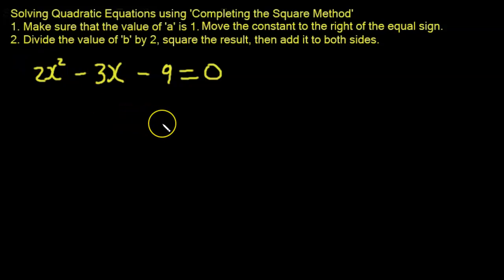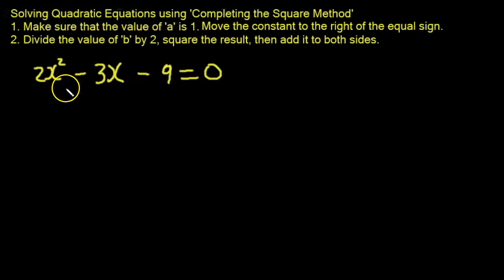So let us solve another quadratic equation using the completing the square method. Again, we first need to make sure that the value of a is 1. As the equation is now, the value of a is what? Yes, 2. 2 is the coefficient of the x squared. In other words, 2 is multiplied to the x squared. So the value of a is 2.